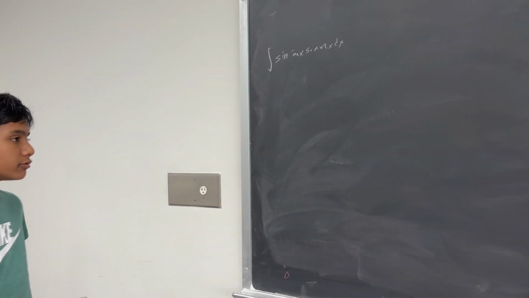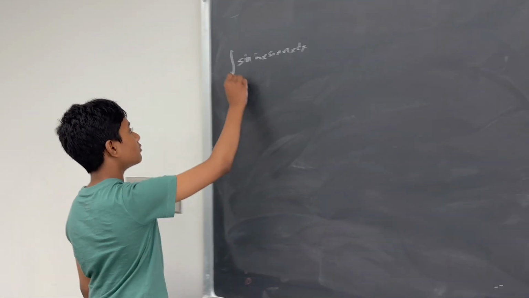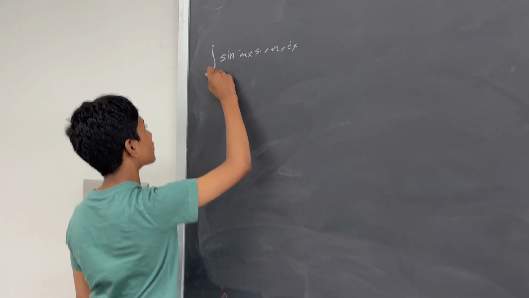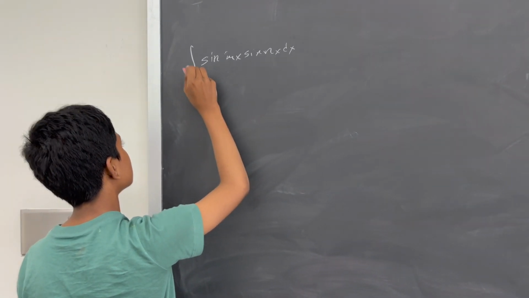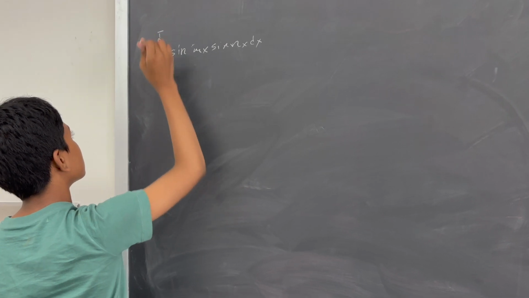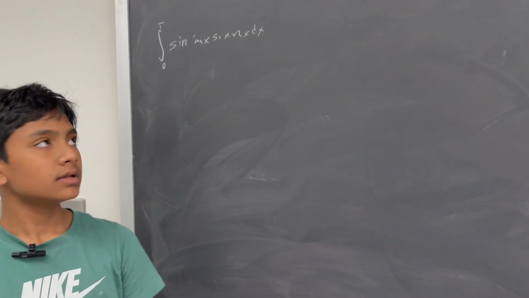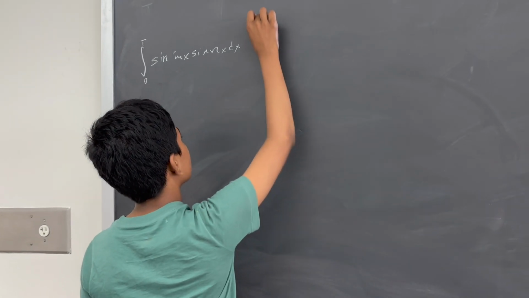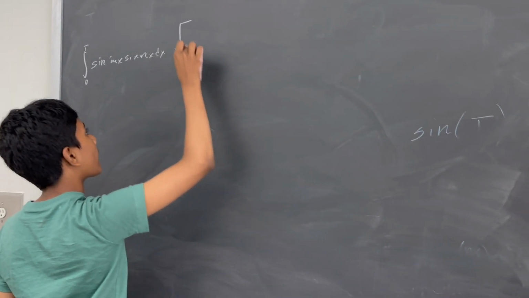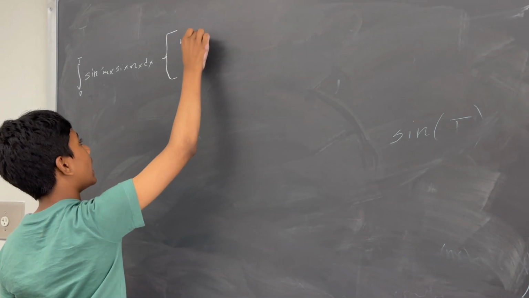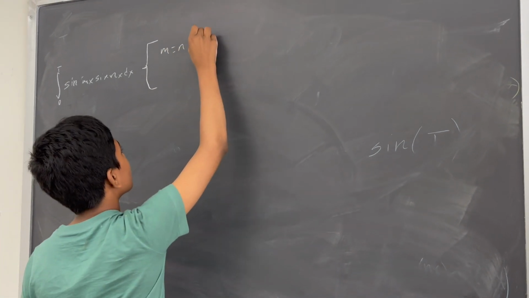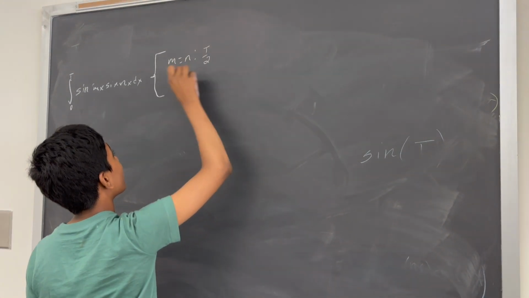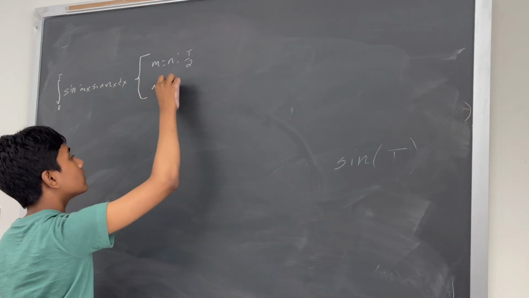So how do we know what this is going to become? Well, let's put some limits on the integral first. Let's say from 0 to 1 period, T. So it turns out that if m is equal to n, this gives us T over 2. And if m is not equal to n, we get 0.